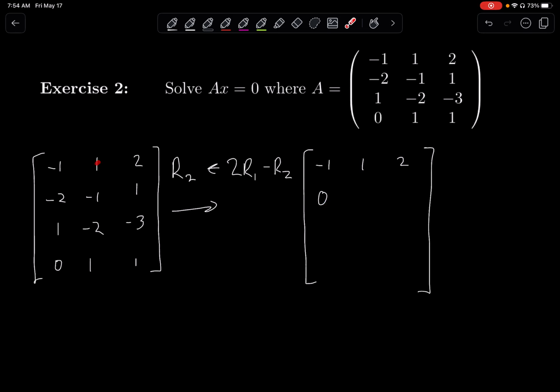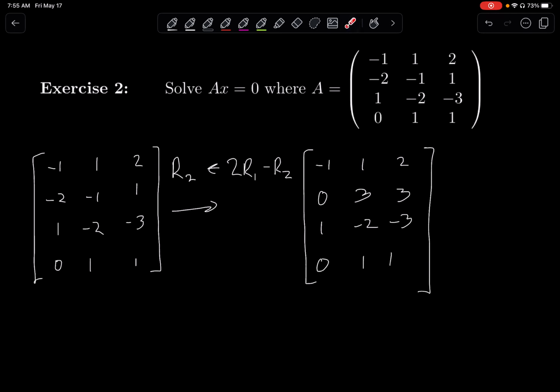Okay, so 2 times this is 2, minus -1 is going to give you a 3, so we'll just place a 3 there. And then of course, 2 times 2 is 4, plus -1 is going to give you a 3. Everything else can stay the same: 1, -2, -3, 0, 1, 1.